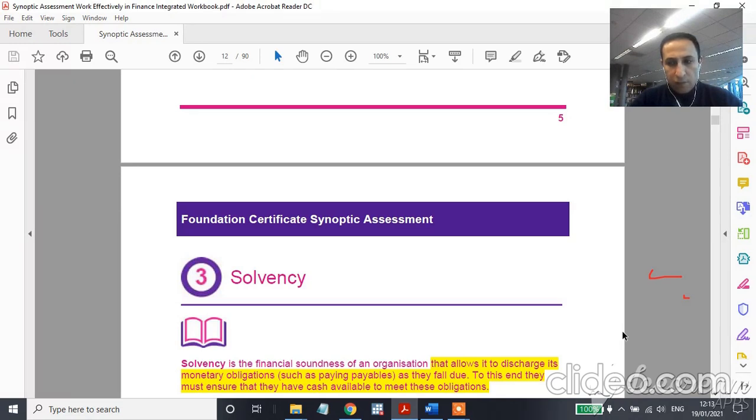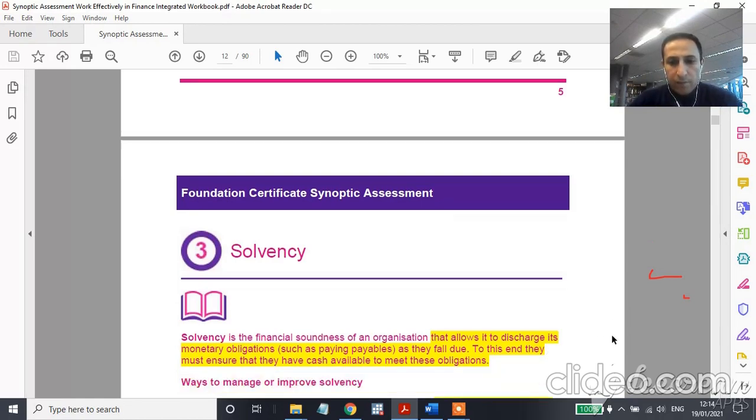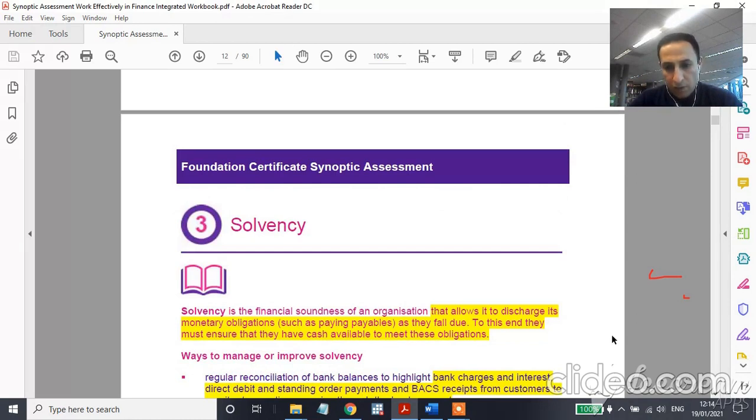This is a responsibility for a finance officer, and that's why finance officers are part of the success of any organization. So you have to ensure you have sufficient cash. Without cash, it is impossible to survive. So, availability of cash.